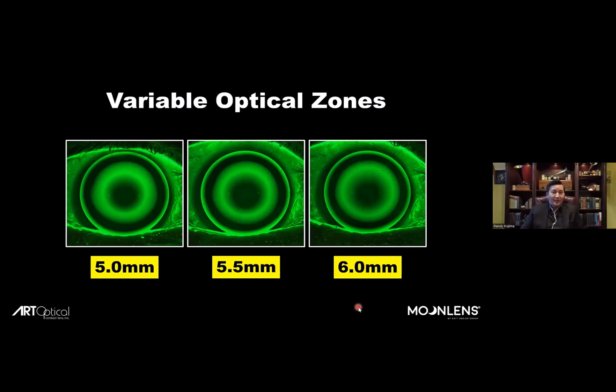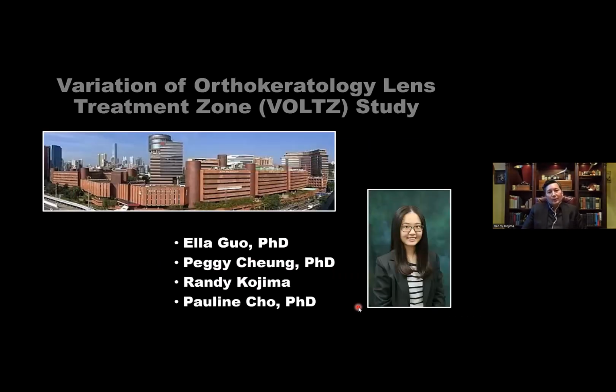So the point is that if we were to employ different optic zone sizes, we might be able to control the signal better and hopefully slow down eye growth. This study was performed at Hong Kong Polytechnic in Hong Kong, guided by a couple of very famous researchers, Pauline Cho and Peggy Chung. You will know these names if you've read any myopia control research in orthokeratology. They gave us the beginning of our understanding that orthokeratology lenses slow down eye growth, and there's been a plethora of studies that have come out of this site.